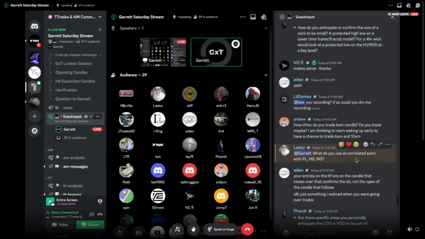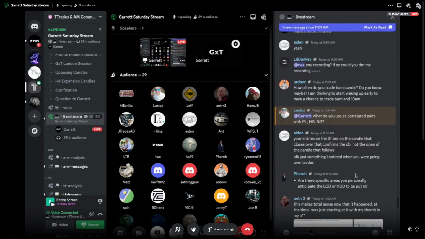Where are we at? What do you use as correlated pairs? With these 3 pairs, there is none. I don't think there is any. I barely trade these pairs. It has to be super clean. Your entries on lower time frame? Oh, already went over that.